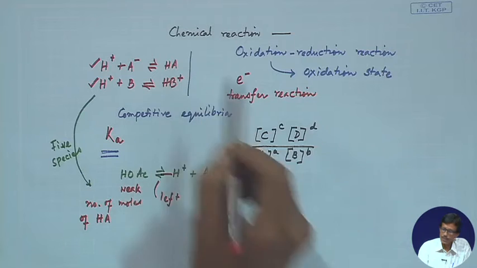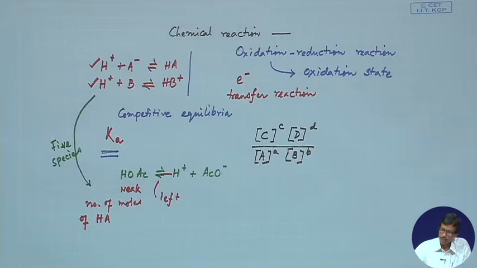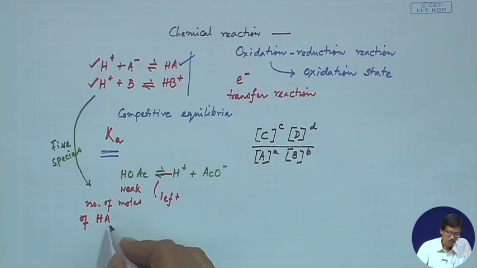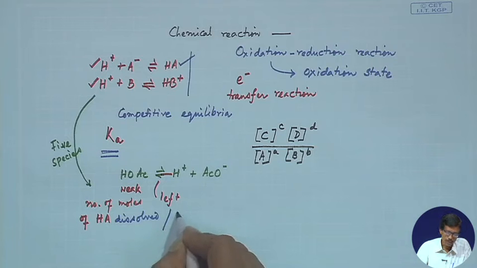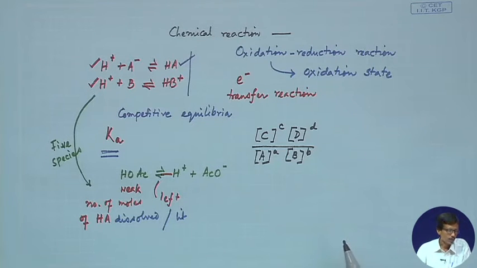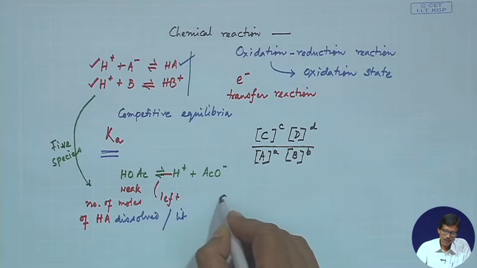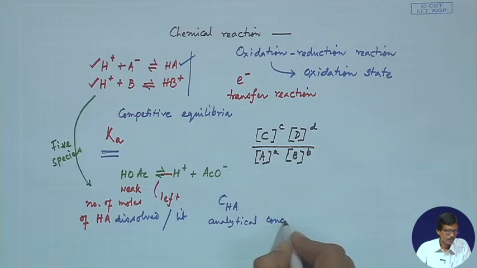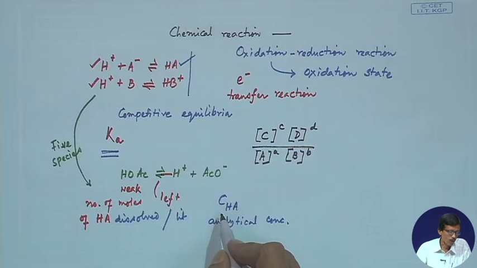If we consider that this is your HA, then the number of moles of this HA dissolved per liter of the solution gives us at some point the CHA, which is nothing but your analytical concentration, which we are interested to determine. So, how do we determine this particular analytical concentration?